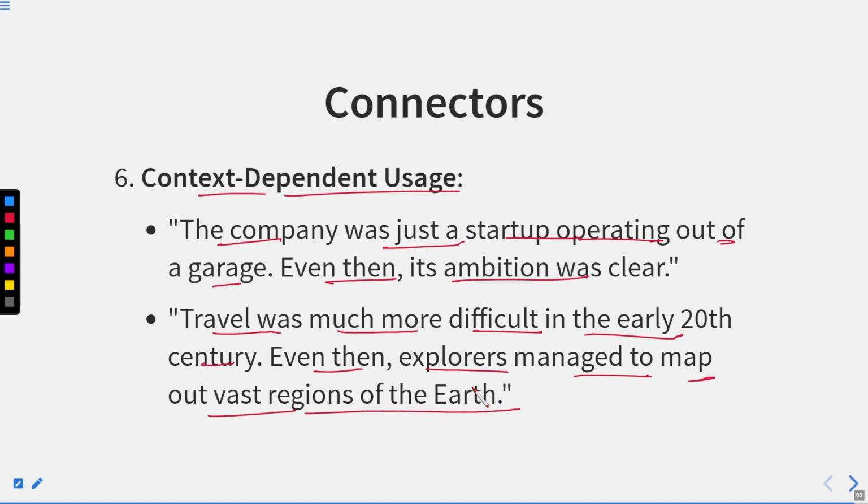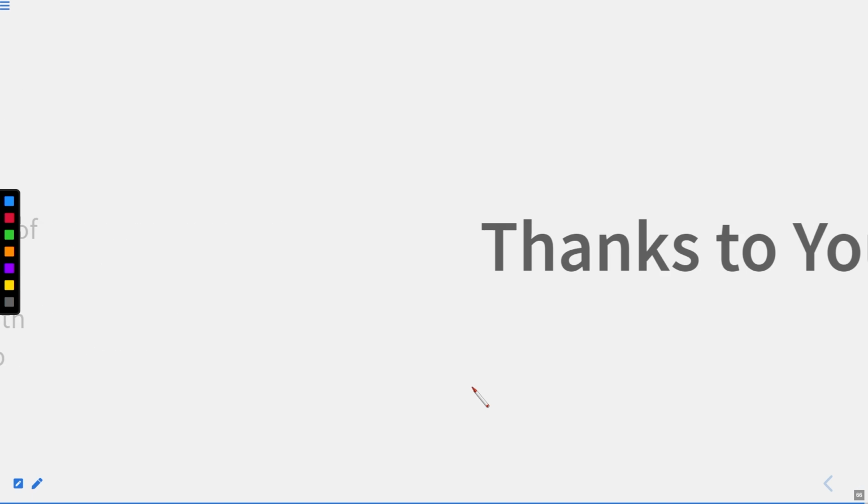Okay, so travel was much more difficult in the early 20th century. So in the early 20th century, travel was much more difficult. Even then, explorers managed to map out vast regions of the earth.